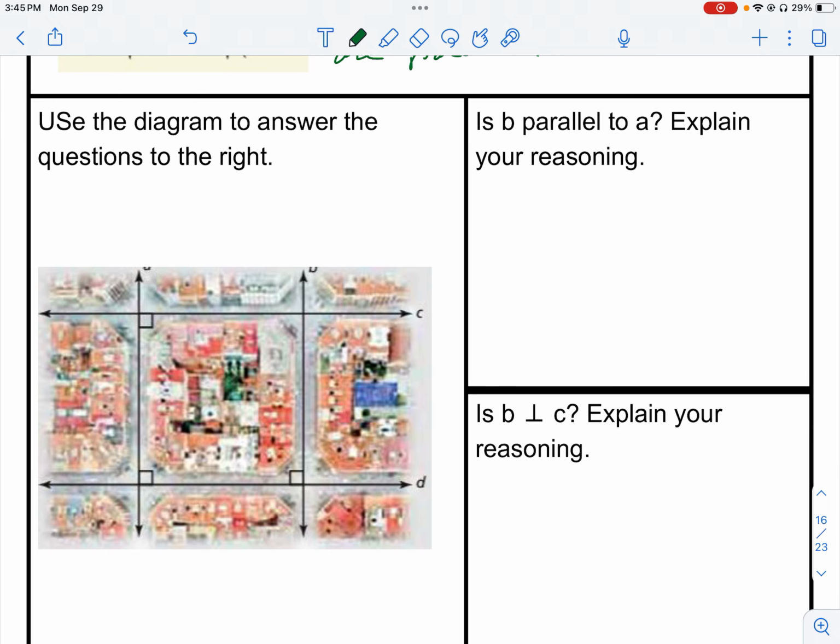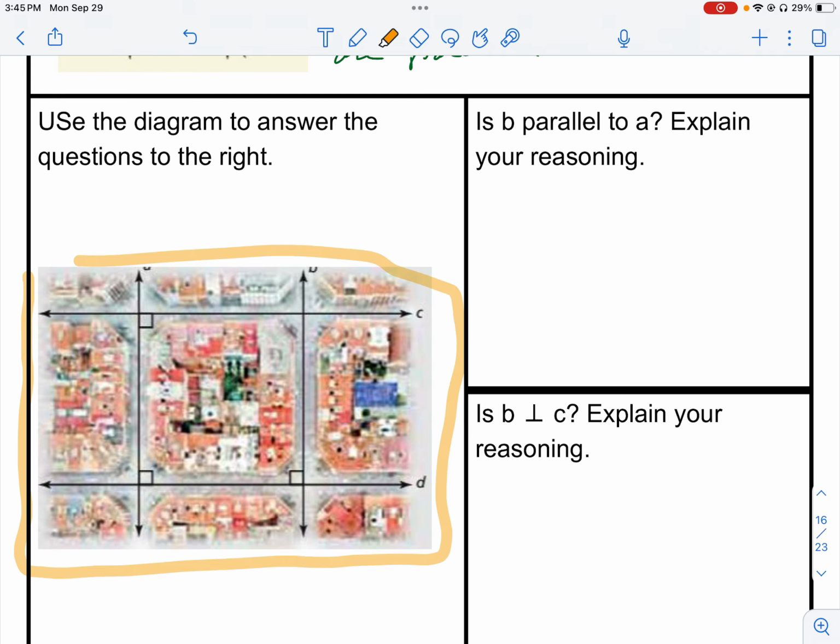All right, so we're going to use this diagram here to answer both of these questions. In fact, pause the video, you answer these questions, and start up again, and we'll see how you did on the other side.